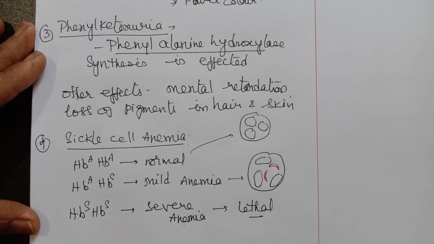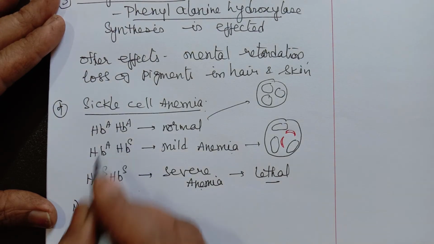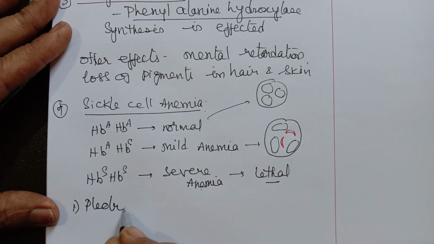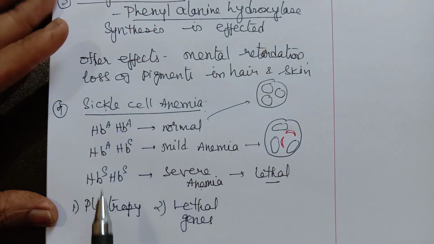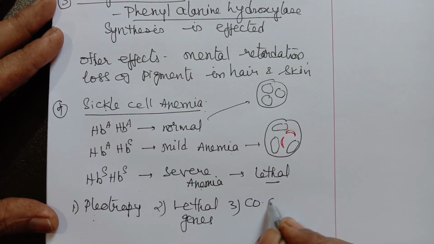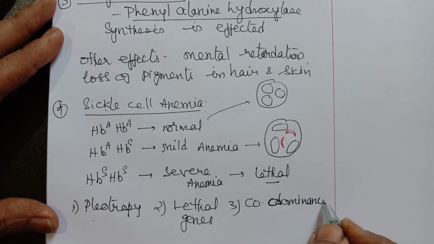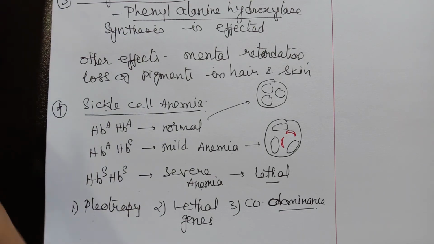So that is how, in three places, we can give the example of sickle cell anemia. I will write it down. First, we can give the example in the case of pleiotropy. Second, we can give it in lethal genes also. I discussed lethal genes. So we can give sickle cell anemia under pleiotropy, under lethal genes, and the third case, under codominance. So this is how we can understand what pleiotropy is.